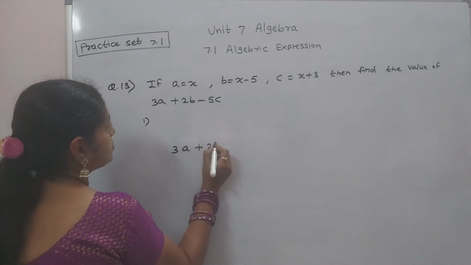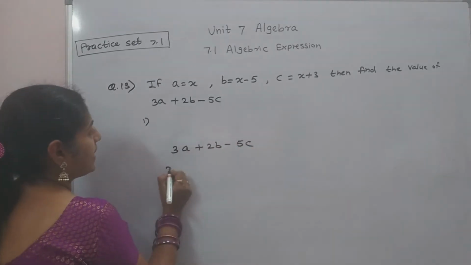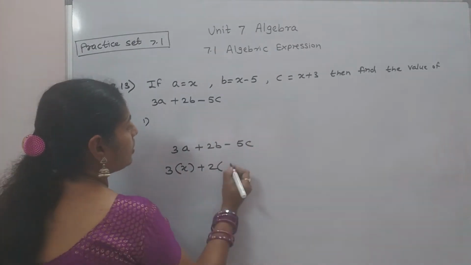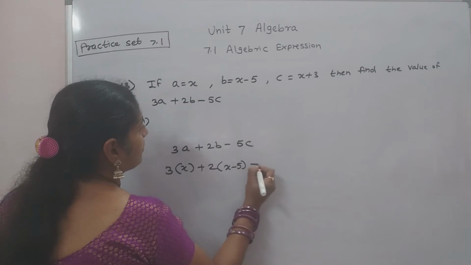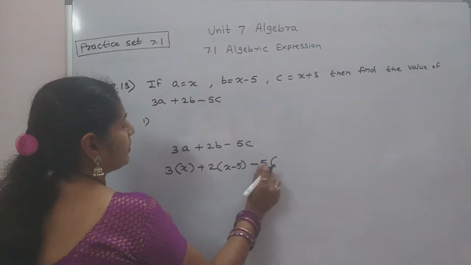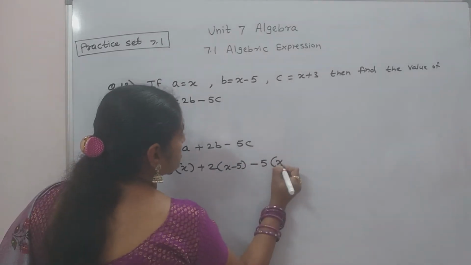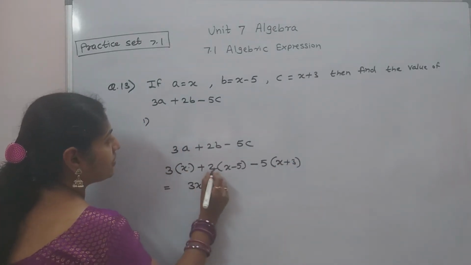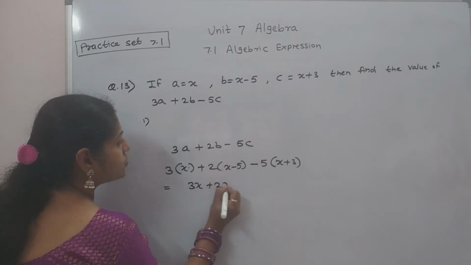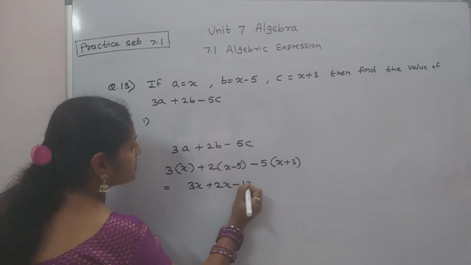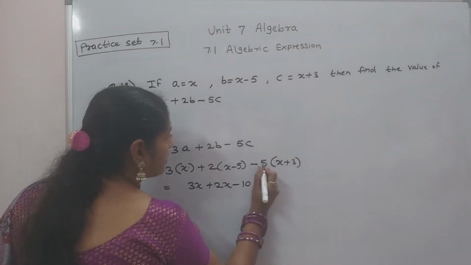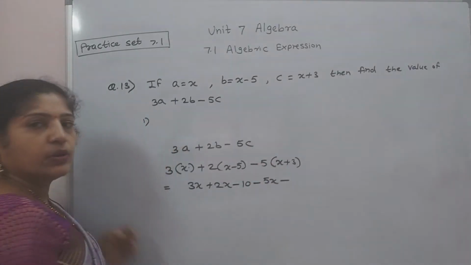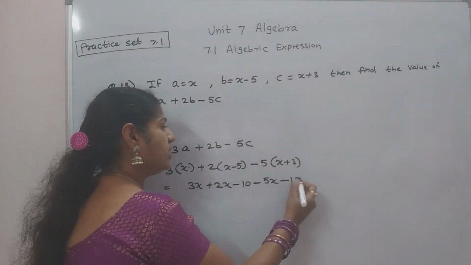3A plus 2B minus 5C. Put the values. Value of A is x plus 2 into, put the value of B, x minus 5, minus 5 into C. Put the value of C, x plus 3. Solve the bracket. 3 into x, 3x plus. Solve this bracket. 2 into x, 2x. 2 into minus 5, minus 10. Solve this bracket. Minus 5 into x, minus 5x. Minus 5 into plus 3, minus 15.